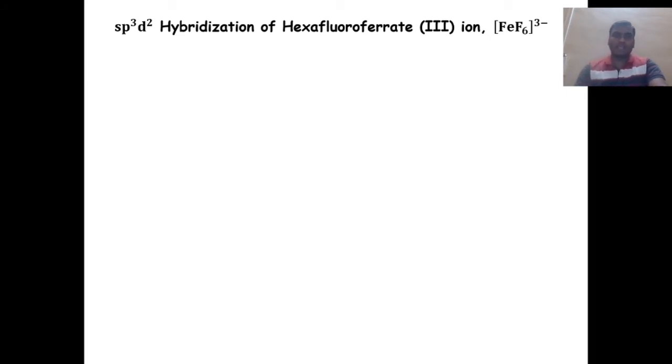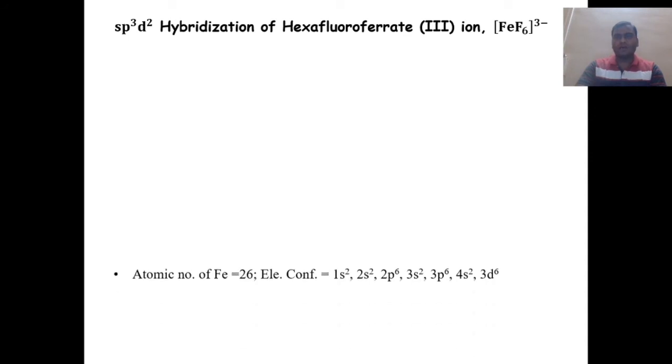Here is the hybridization of the hexafluoroferrate(III) ion, FeF6 3 minus. As we see in the spectrochemical series, strong ligands form d2sp3, dsp2 or square planar, or octahedral d2sp3 type complexes, whereas sp3d2 hybridized complexes are prepared by weak ligands. So see here FeF6 3 minus, the hexafluoroferrate(III) ion complex. We will see how the hybridization takes place.